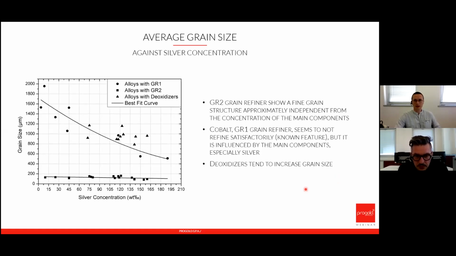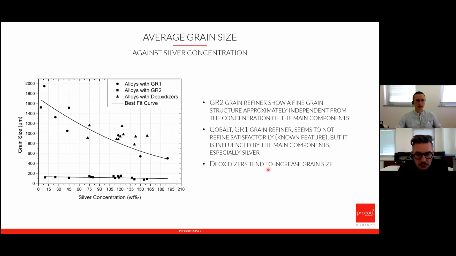Okay, testing the effect of composition on the average grain size, we can see that the grain refiners and the oxidizers have an important role in it. In particular, the oxidizers increase the grain size, and this is also a reason why it's not convenient to use deoxidized alloys for plastic deformation, because the oxidizer tends to increase the size of the grain. So it lowers the mechanical properties of the alloy.